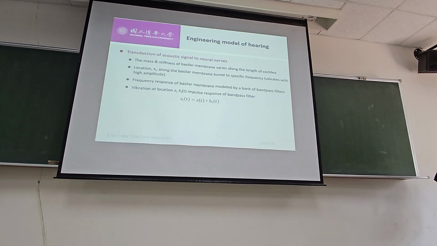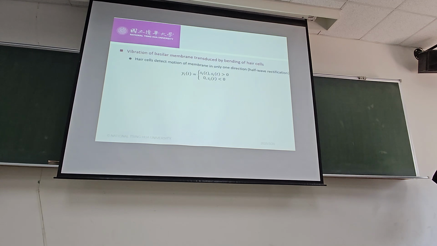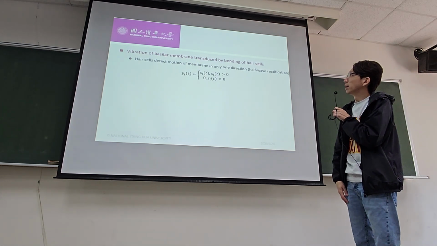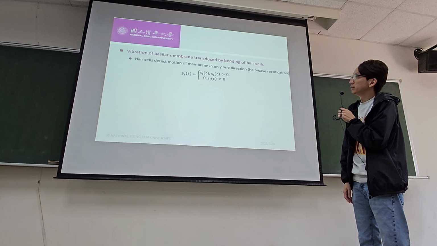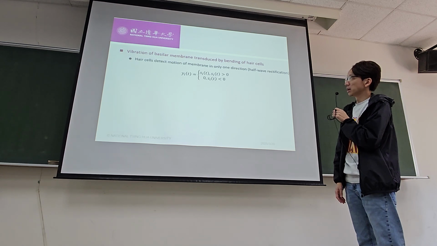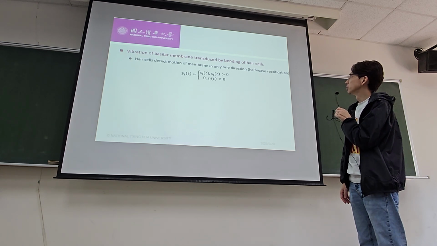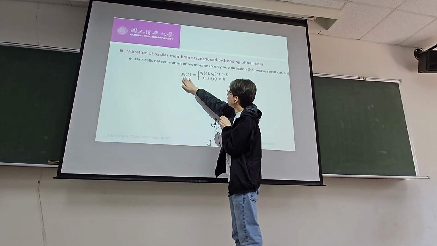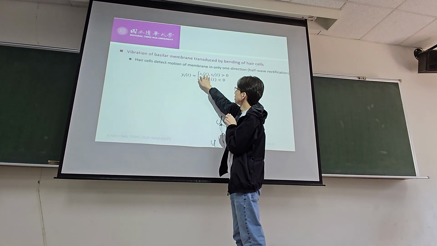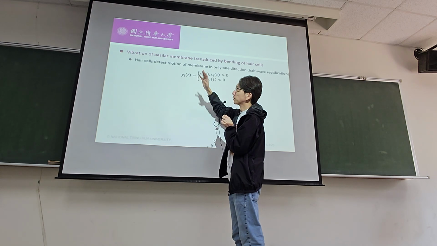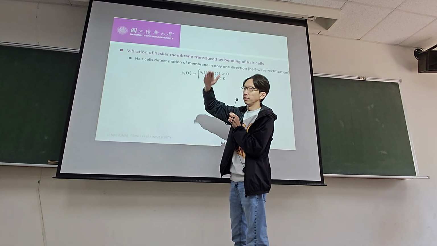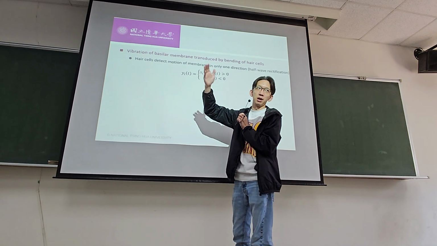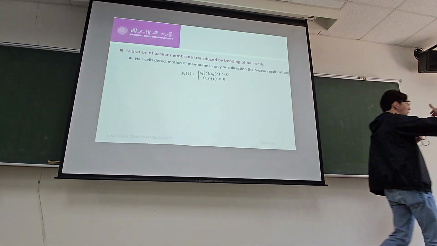So the vibration of the basilar membrane is transduced by the bending of hair cells. The hair cell then detects motion of the membrane in only one direction. We call it half-wave rectification, y_i(t), because these are the amplitude variations at each location xi. When it goes up, it bends the hair, so there's only one way of doing things.